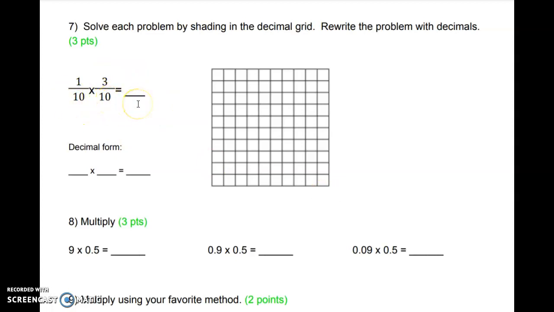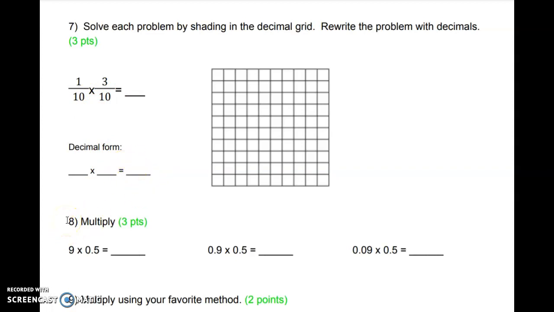Find the answer here. Again, remember you're multiplying 10 times 10. The answer is not 10. Okay, so what is 10 times 10? Then down here, you need to write 1/10 as a decimal, then 3/10 as a decimal, and then please also write your answer as a decimal here.